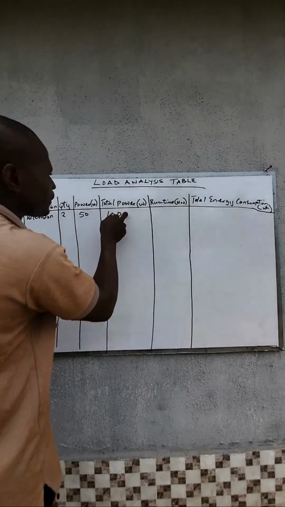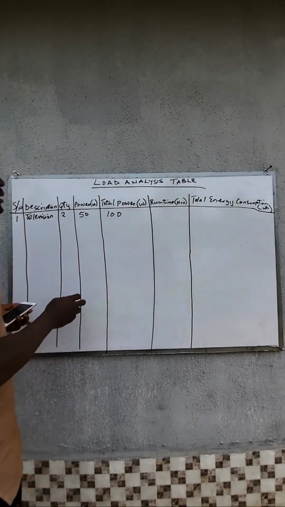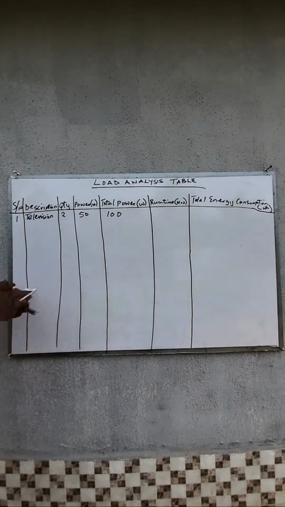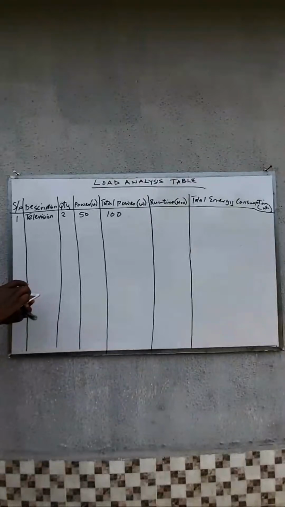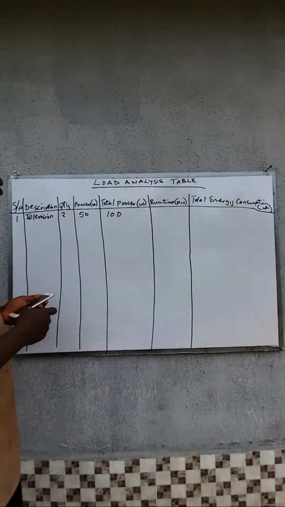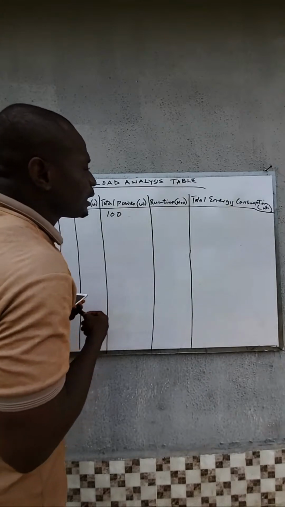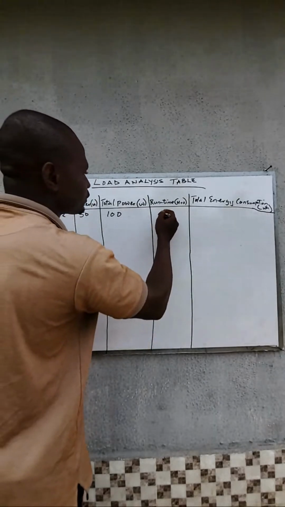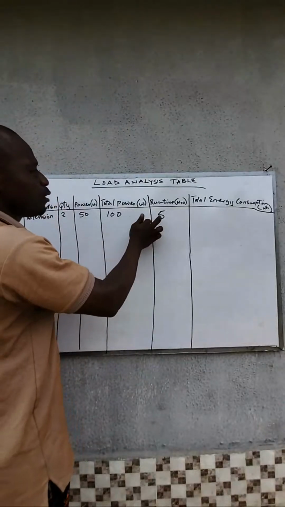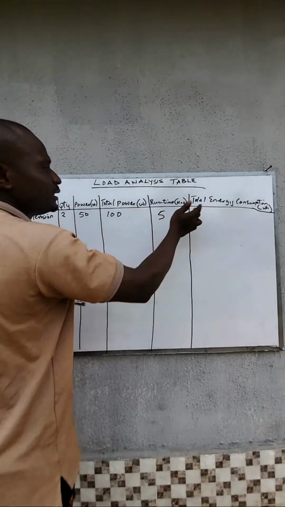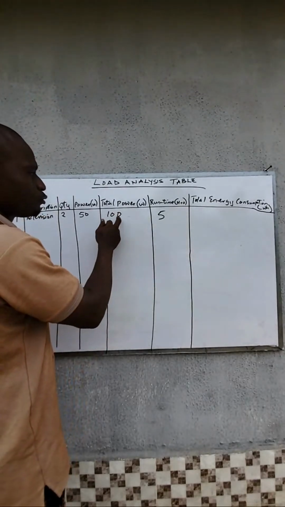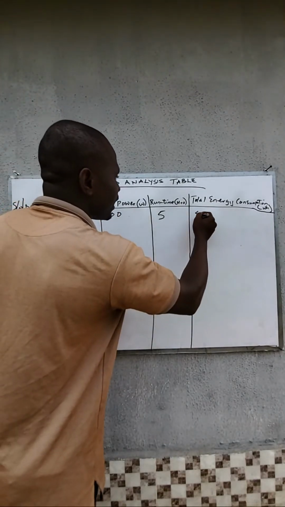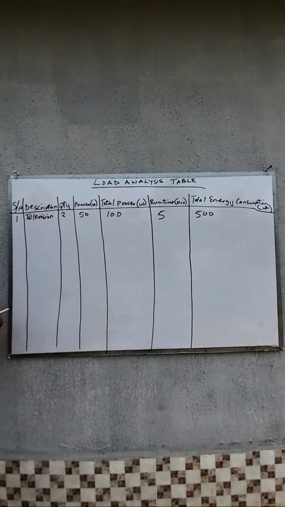So let's assume we are using this TV for 5 hours. You multiply the total power by the runtime hours. What would be the total daily energy consumption? So we now multiply 100 by 5 to get our total daily energy consumption. So it will be 100 multiplied by 5. This will be 500 watt-hours.